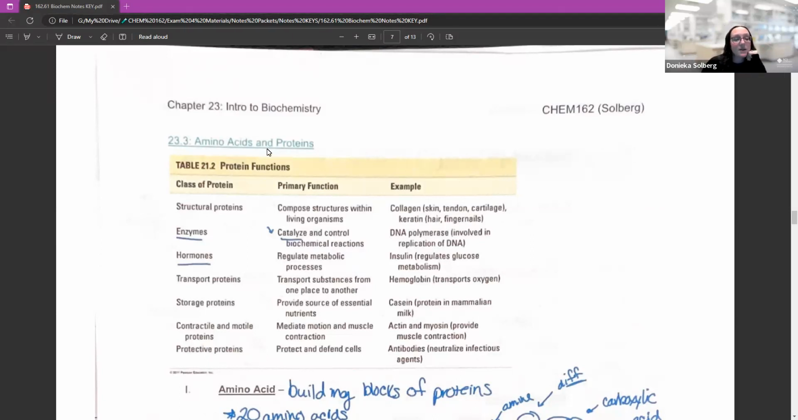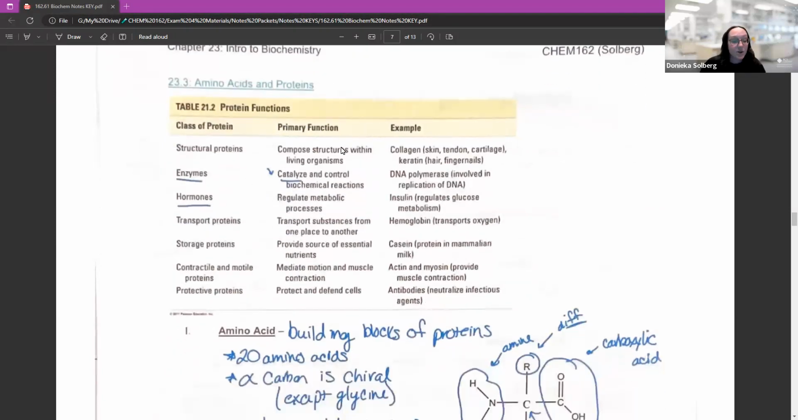bigger ones. So I just have some examples of classes of proteins, what they do, and some examples of specific ones. I've underlined ones that we talk about a lot more. Enzymes, for example, we especially talk about when we're talking about speeding up or slowing down reactions. They catalyze, speed up, and control biochemical reactions. One example of an enzyme that is a protein is DNA polymerase. That's how we replicate our DNA, and you have to be able to replicate your DNA to create new cells.